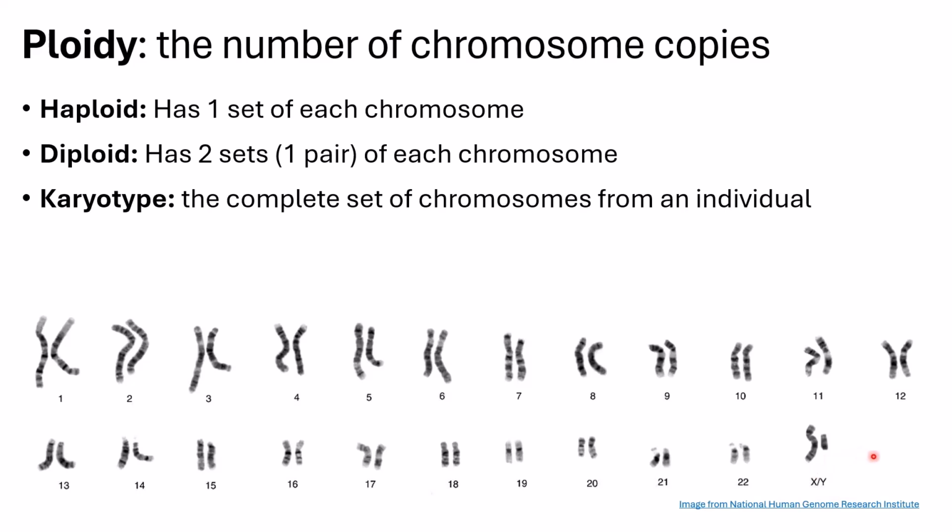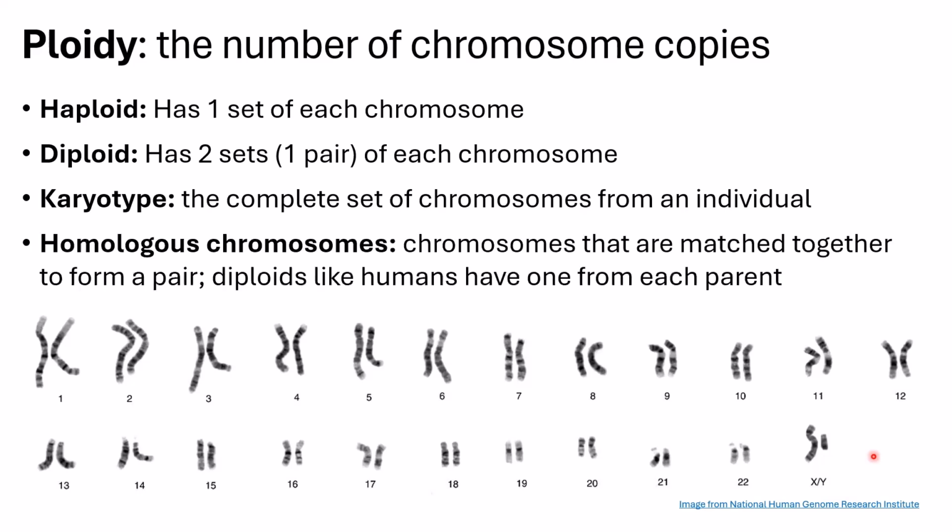Since diploids have two copies of each chromosome, each pair is referred to as homologous chromosomes. Homo means same, referring to how these chromosomes contain the same genes in the same locations. We will learn more about this in meiosis, and in the genetics lecture, we will learn about how genes on each chromosome can have slight variations.